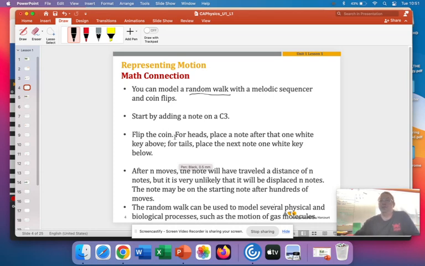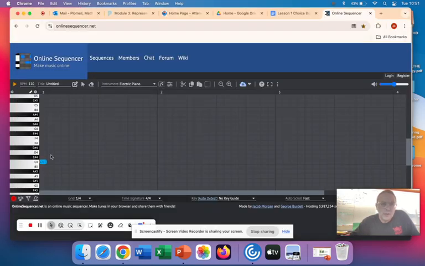Flip a coin, and for heads, place a note. Let me find my coin. Flip a coin. For heads, place a note one white key above, and for tails, place it one white key below. My first flip was tails, so I'm going to put the next note here. And I'm going to repeat this process 10 times.